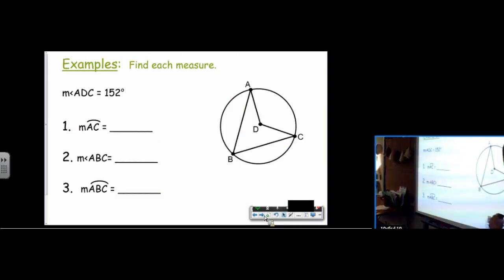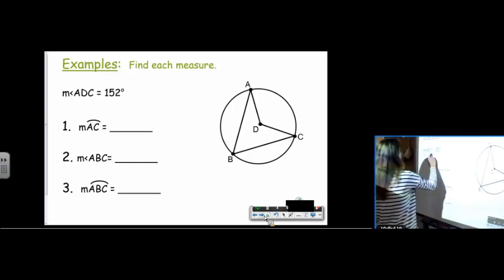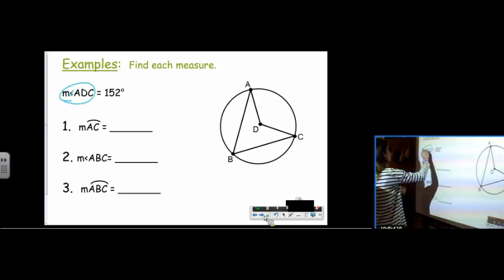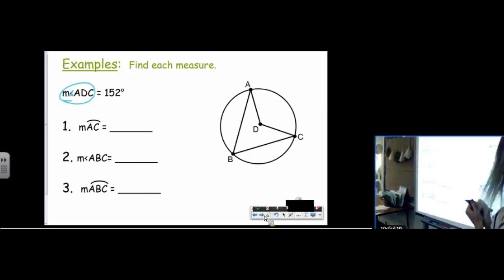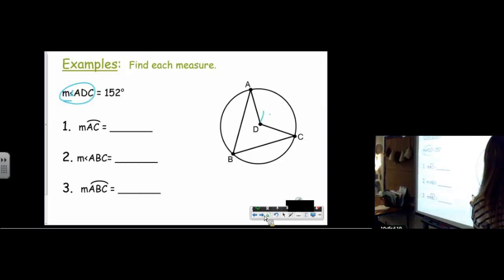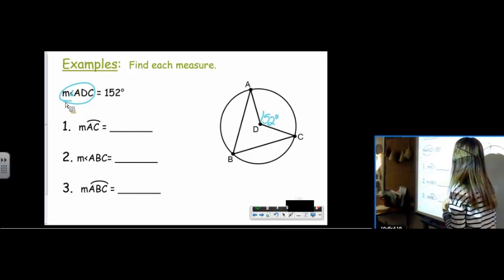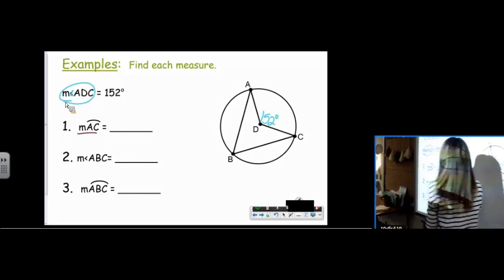All right, we are given the measure of angle. In this unit, you have to really pay attention to notation. Given the measure of the angle, not the arc, angle ABC. So we know it is 152 degrees. We need to solve for the measure of arc AC.